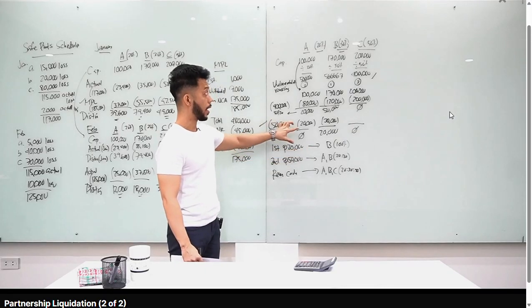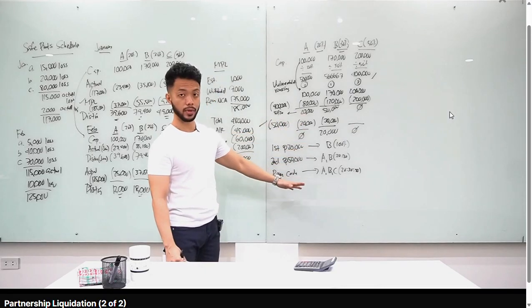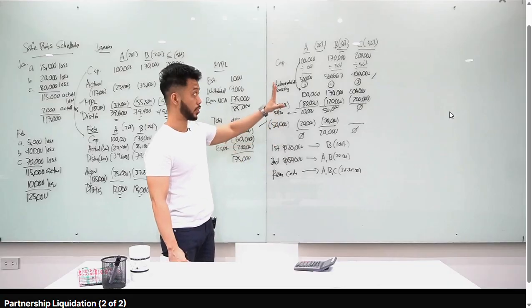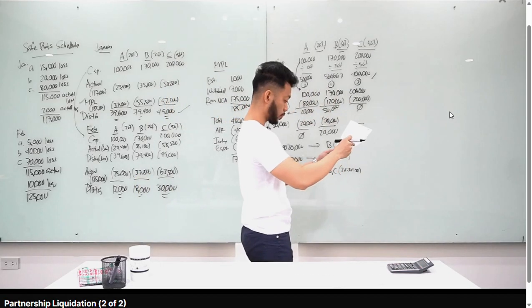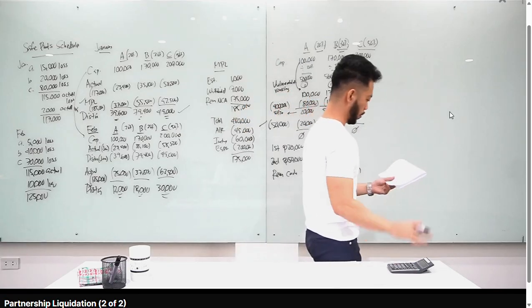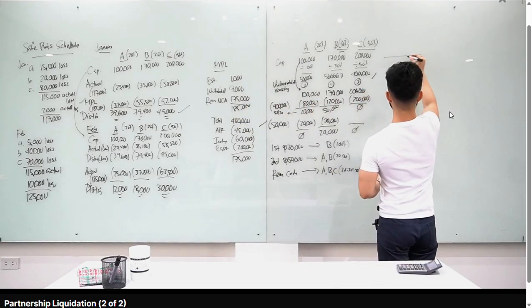Yung second 50, si A and B, 20 is to 30, and then lahat ng remaining cash, i-distribute natin kay A, B, and C, 20, 30, 50. Okay, so paano natin i-apply yan? Ganito gagawin natin dyan, class. Tignan mo, analyze natin yung cash.